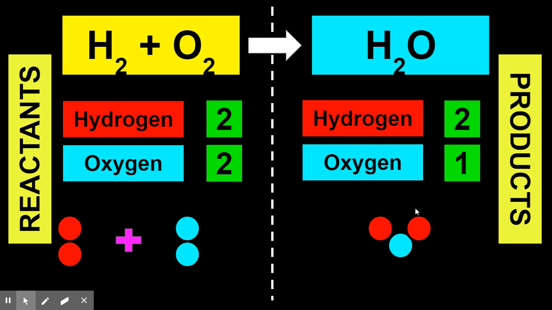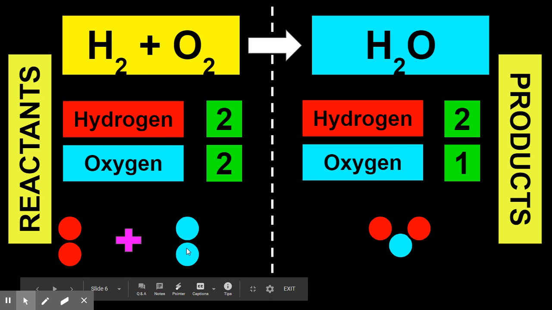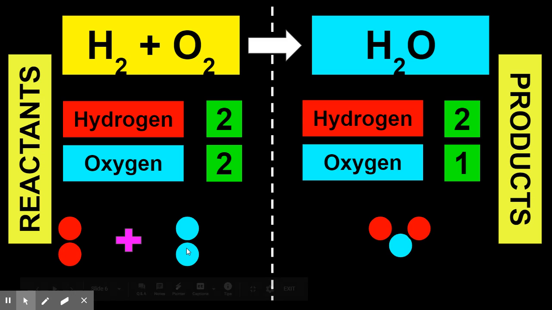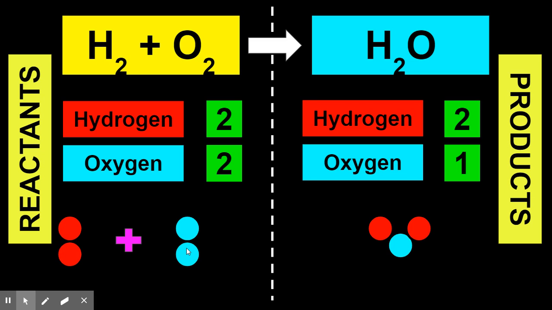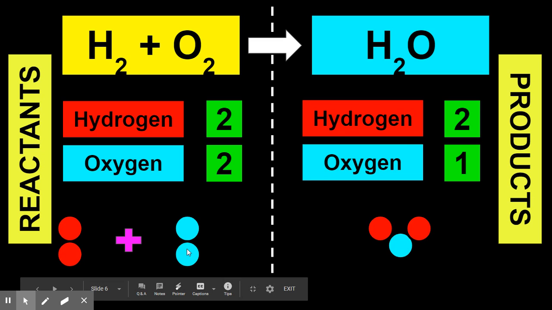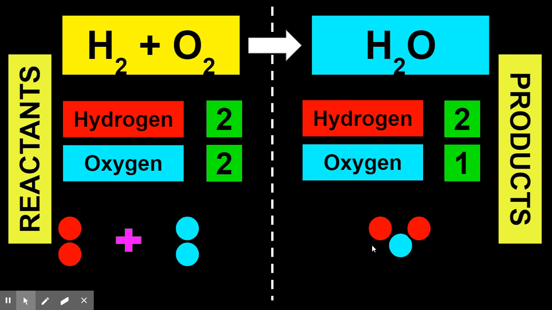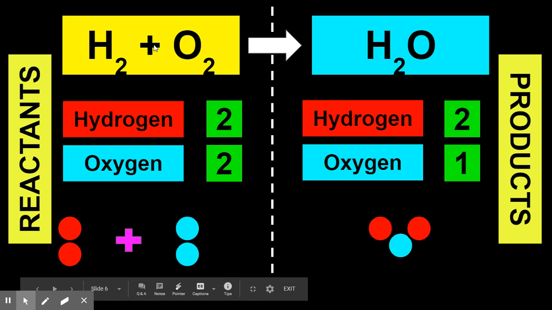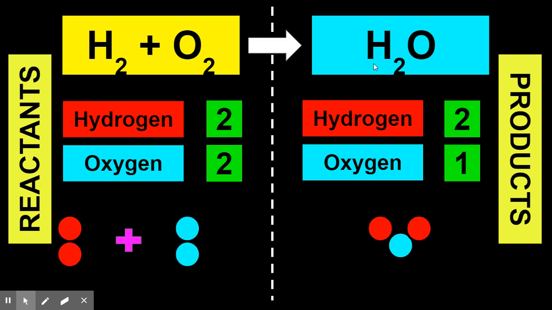So we're missing something over here that we started with. And remember, matter cannot be created or destroyed. It can only change form. So we're missing one of these oxygen atoms over here. So the only thing that we can do is put coefficients in front of these chemical formulas to change it. So just like in some recipes, something might need one egg, but in another recipe, you might need two.